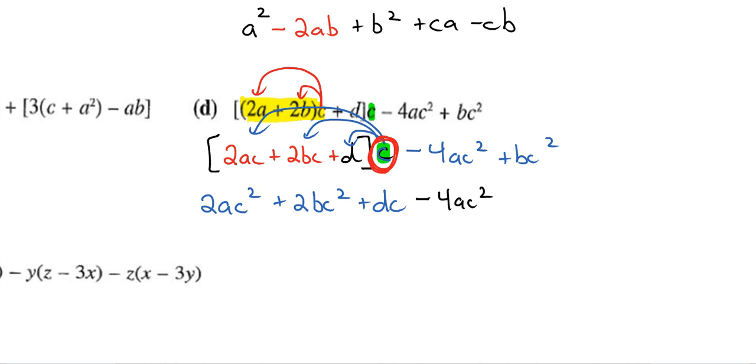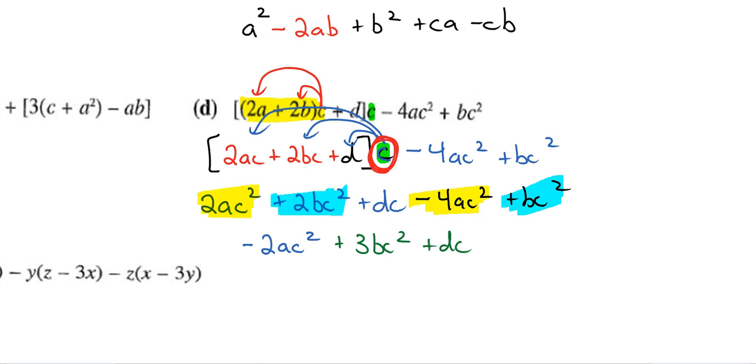Minus 4ac squared plus bc squared, and all we have to do now is collect the like terms here. Well, I have a 2ac squared and a negative 4ac squared. All the variables are identical, they're the same, so we can combine those. 2ac squared minus 4ac squared, that's the same thing as 2 minus 4, which is going to be negative 2, and then the variables carry along. And then I have this plus 2bc squared and this plus bc squared. That's going to give me a plus 3bc squared plus dc.